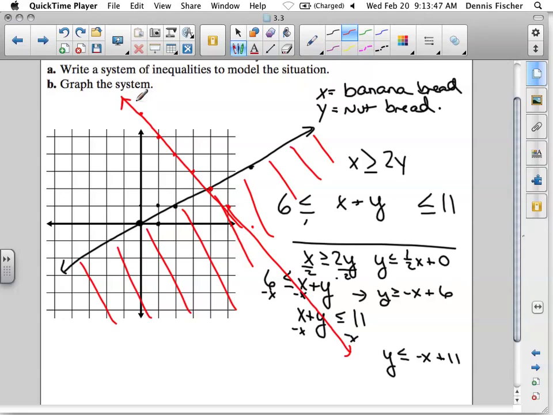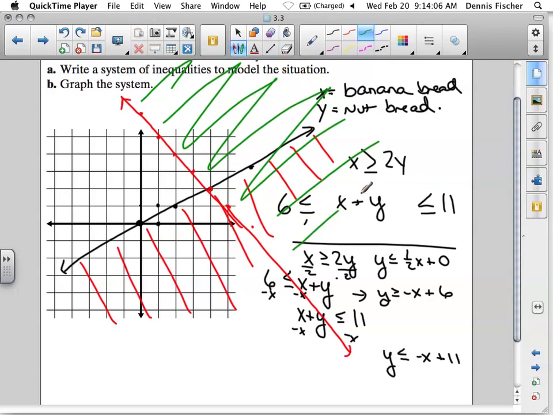Can I try 0,0 here? If I plug in 0, 0 plus 0 is 0, is that greater than 6? No. So I want the other side, over here. Agree? My graph is getting messy.